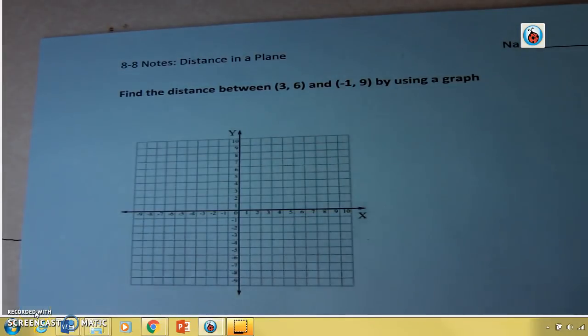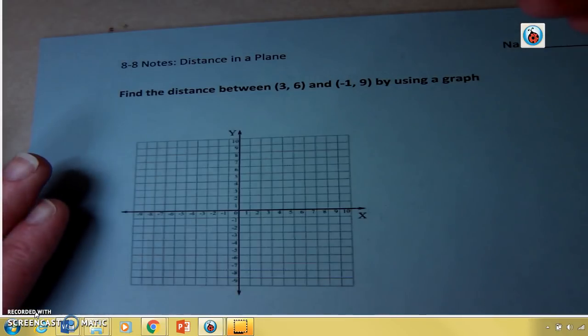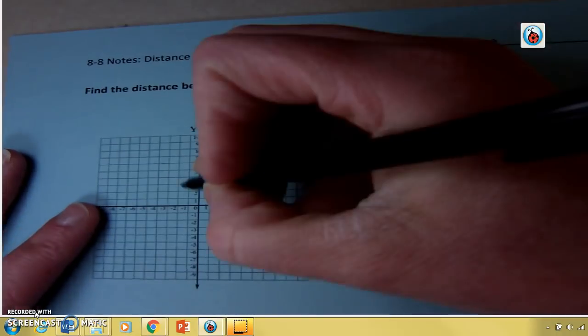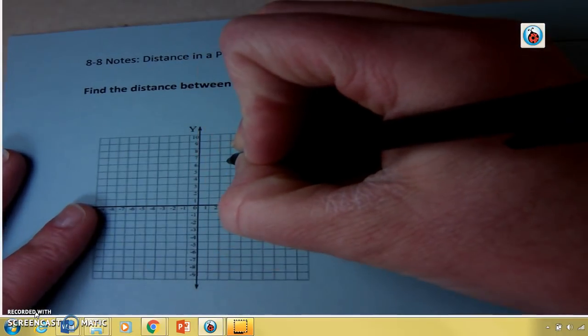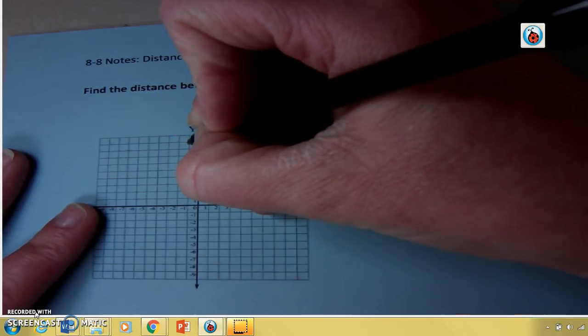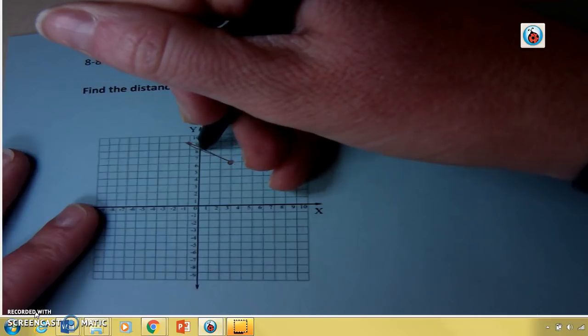Right, we are going to work on distance in a coordinate plane. To start off with, we're going to look at how we do it with graphing, and then I'll show you a quicker formula. So if I graph the point (3, 6), I go over 3, up 6, and (-1, 9). My goal is to figure out how far apart these two are.